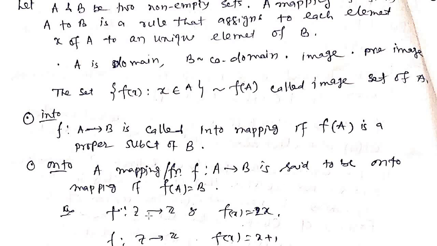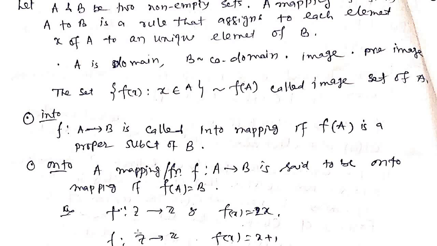Like here we have taken an example. F from the set of integers to integers, f(x) equals 2x. Each element is mapped to its double. That is, 0 goes to 0, 1 goes to 2, 2 goes to 4, 3 goes to 6, etc. This is actually an into mapping because the image set will be the set of all even integers, which is a proper subset of the integers, so that is an into mapping.